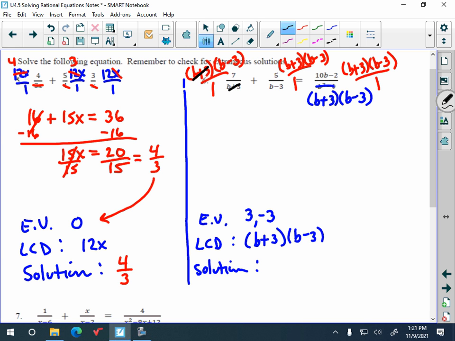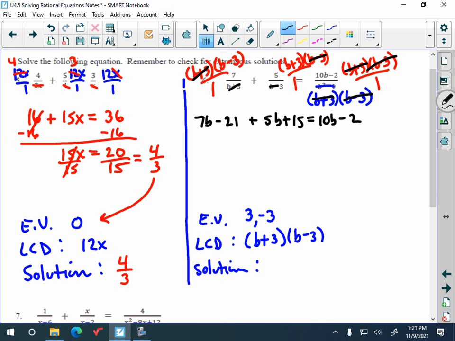We have to distribute 7 into the B minus 3. So that's going to be 7B minus 21. Bring down the addition sign. B minus 3's cancel. We'll distribute the 5. So that's 5B plus 15 equals. The B plus 3 and the B minus 3 cancel. And we just have 10B minus 2.